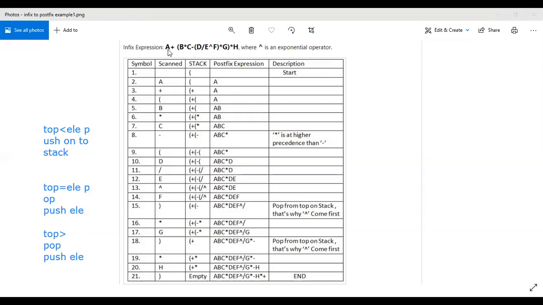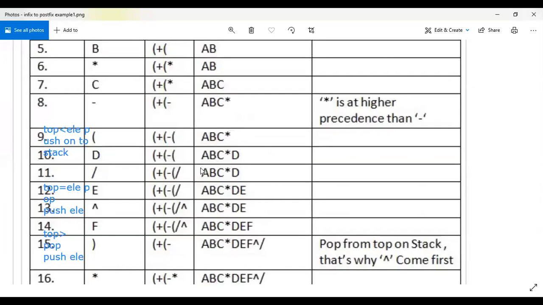Now it was written with parentheses, that is brackets: a plus bracket b star c minus left bracket d slash e exponent f right bracket star g right bracket star h. So whenever there is an expression like this, what you have to do? This is also the same thing, I can explain.